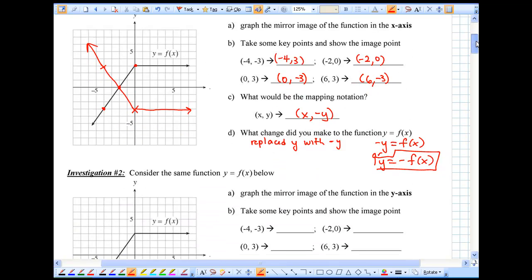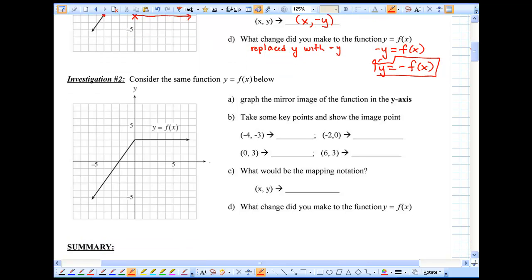Try investigation number 2 now. Same function. This time let's graph it out where the mirror is the y-axis. So that horizontal line, I guess, gets reflected this way. And that slanted line gets reflected down this way. And there's my graph, a mirror reflection in the y-axis.